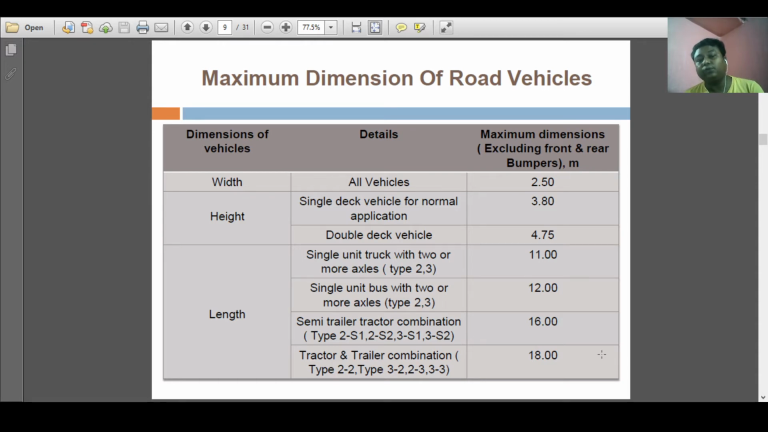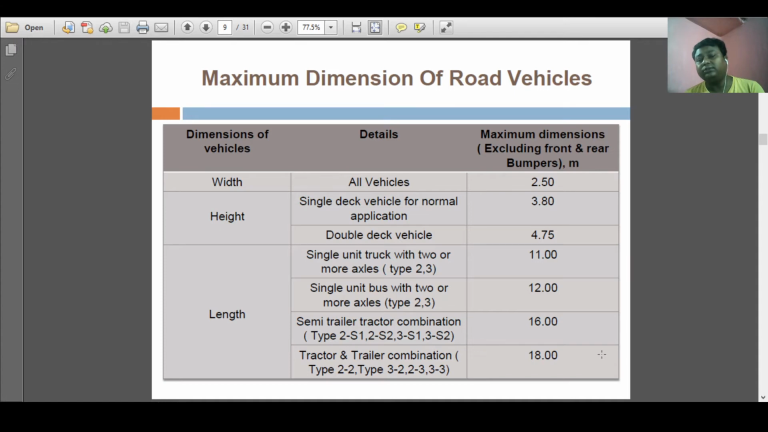The height is given for two types of vehicle, a single deck vehicle for normal application and a double deck vehicle. If you are from India, in some places like Mumbai or Calcutta, in the movies, or in the past scenario, you can find double decker buses. So what will be the height? We do not provide a height randomly; we have to follow certain restrictions and guidelines by the IRC. So for the double deck vehicles, the height should not be more than 4.75 meter, and for the single deck it is 3.8 meter.